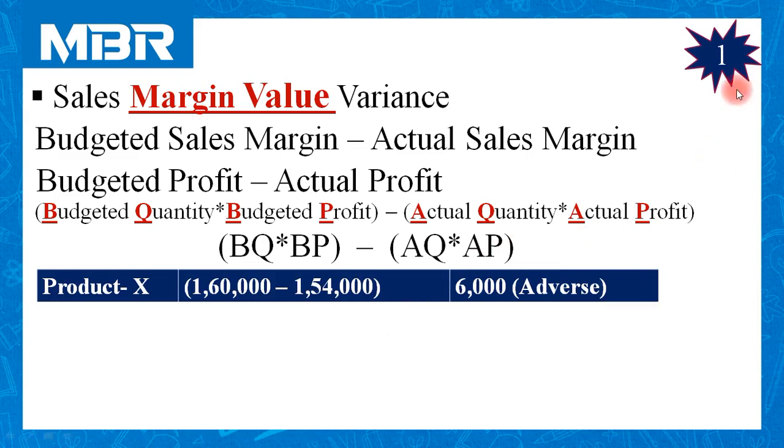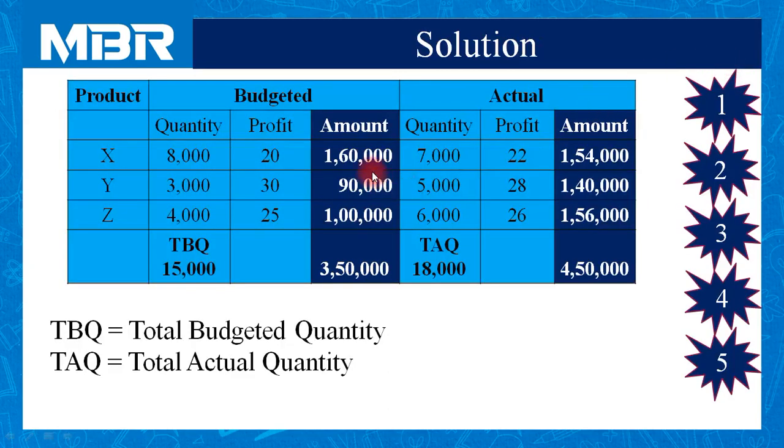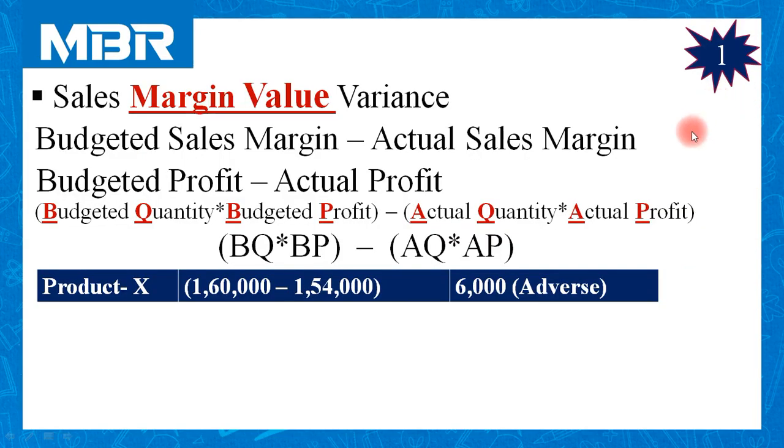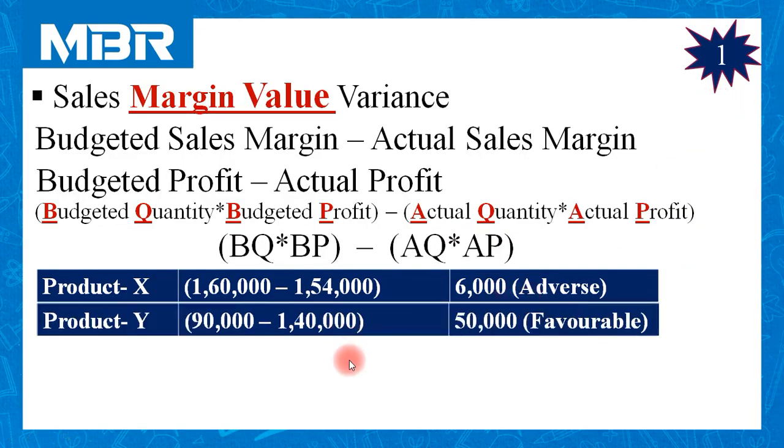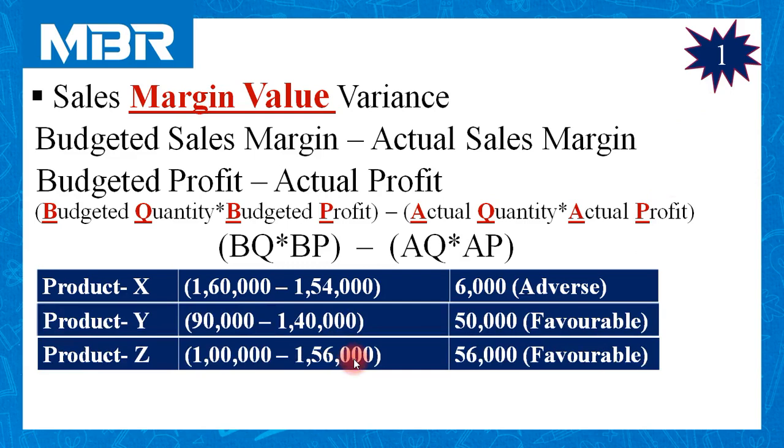Product X, 1,60,000 that we have completed over here, minus 1,54,000. Product Y, 90,000, 1,40,000. Product Z, 1 lakh rupees and 1,56,000. So you can easily calculate sales margin value variance for X, Y and Z.